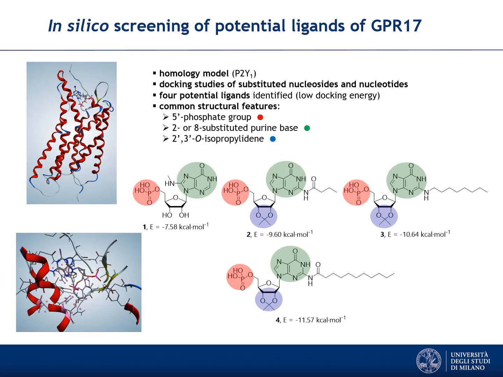Now, since the 3D structure of GPR17 is not known to date, we used a homology model based on another receptor, P2Y1, which is phylogenetically related to GPR17, in order to perform docking studies on a library of purine nucleosides and nucleotides. From the docking score profile, we identified the 4 best potential ligands, which are represented here, that share 3 common structural features: a 5' phosphate group, a substituted purine base, and an isopropylidene group.